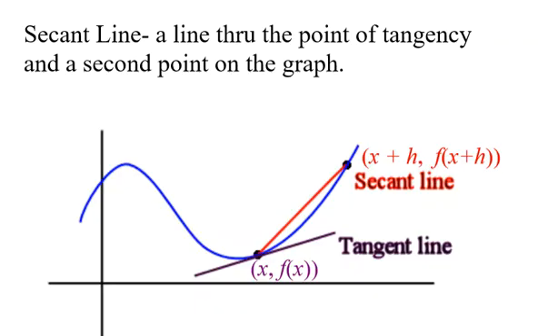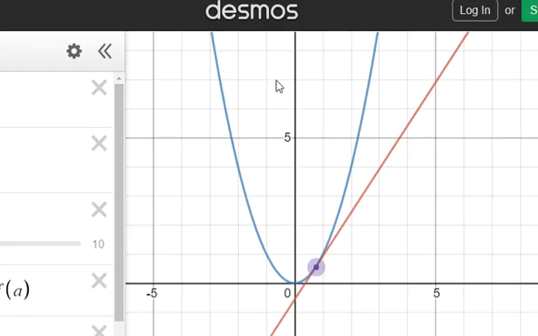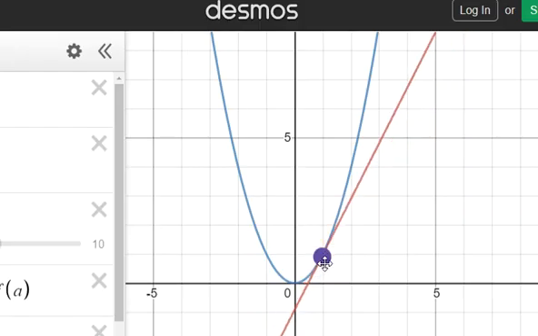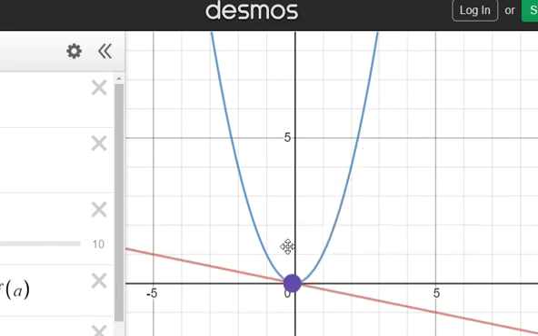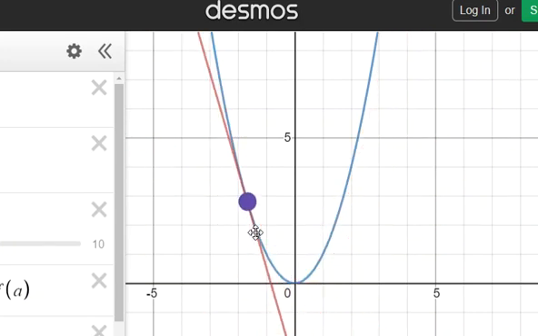A secant line is a line through a point of tangency. So it's still through this same point of tangency, but it's a second point on the curve that we're working with. So our secant line here is from there to there, and our tangent line only intersects the curve at that one point of tangency, and it has that same slope. So here on this parabola, as I move the point of tangency, you can see how the slope is changing, and the tangent line also changes.